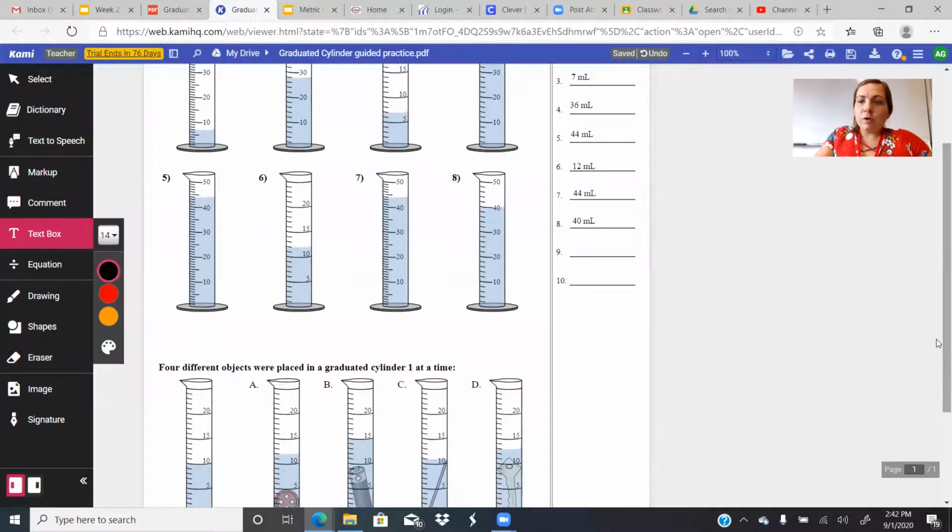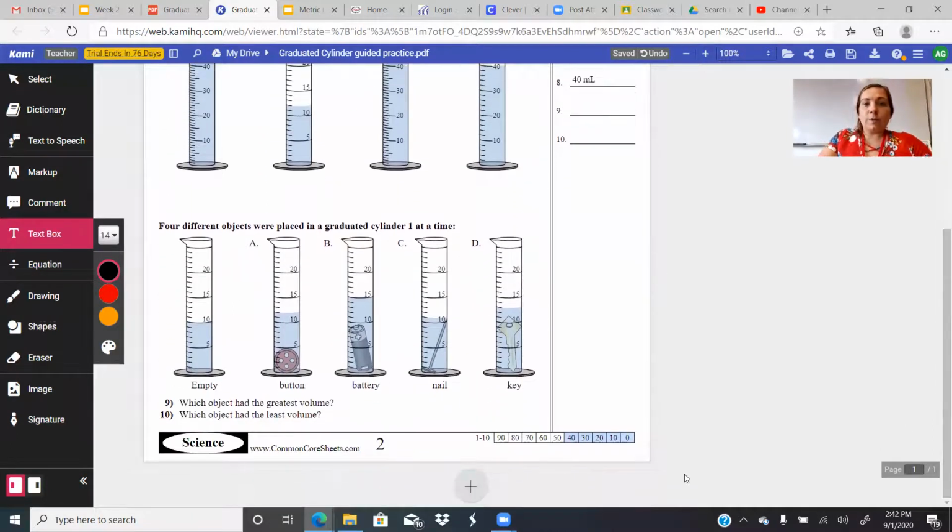Okay. So 4 different objects were placed in a graduated cylinder at one time. This is called displaced volume. So everything has volume. This button, this battery, this nail, and this key all have volume. What is their volume? Well, you can't really find the volume of a key.